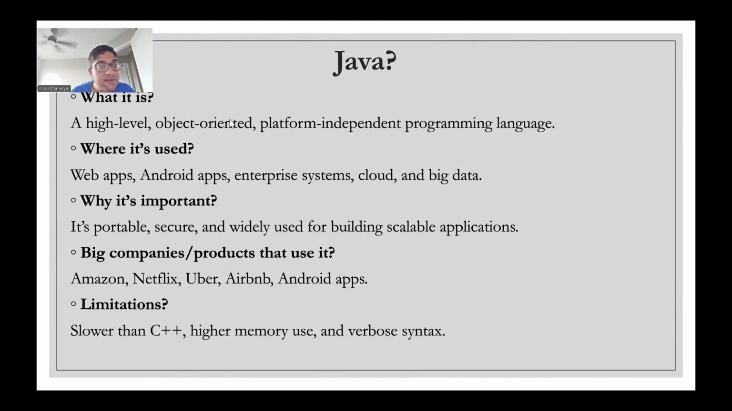Java is a high-level, object-oriented, platform-independent programming language. Web apps, Android apps, enterprise systems, cloud, and big data. Why is it important? It's portable, secure, and widely used for building scalable applications. Amazon, Netflix, Uber, Airbnb, and Android apps are all big companies and products that use Java. Some limitations are that it's slower than C++, has higher memory use, and verbose syntax.